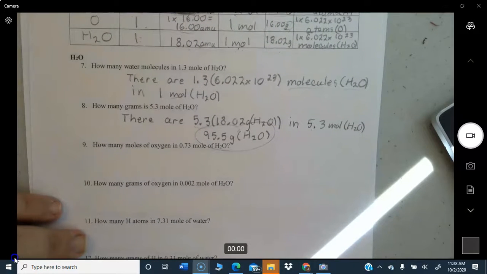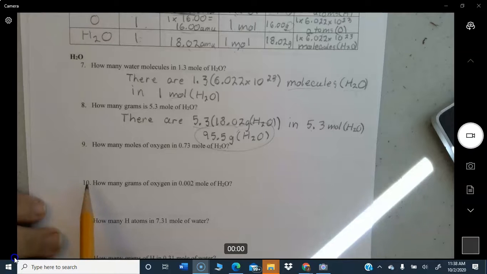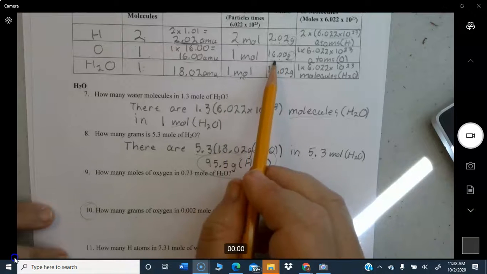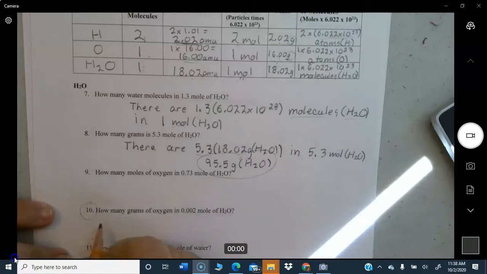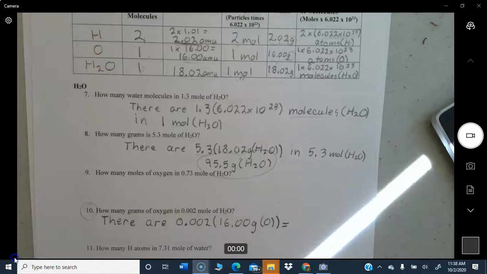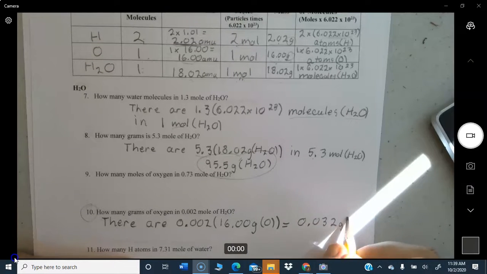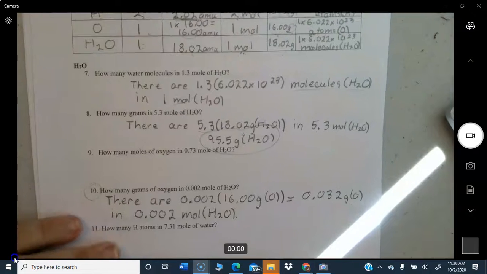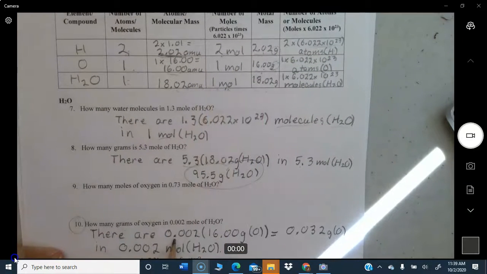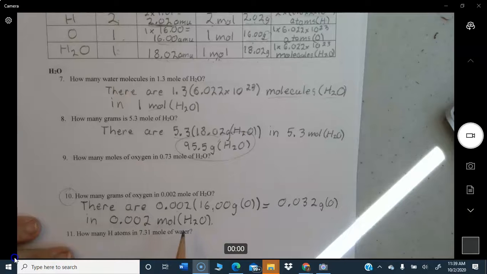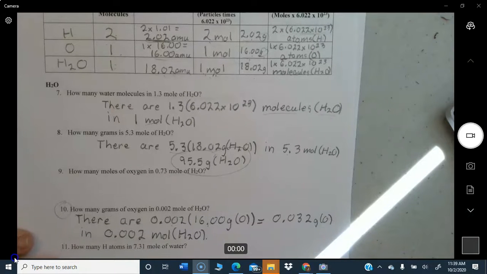Okay, let me do one more, and let's go ahead and do number 10 rather. How many grams of oxygen in 0.002 moles of H2O? So 1 mole has 16 grams of oxygen, so 0.002 will have 0.002 times 16 grams of oxygen. Okay, so let's be sure I'm on screen here. On 1 mole, there's 16 grams. In 0.002 moles, there's 0.002 times 16 grams, which gives you 0.032 grams of oxygen in 0.002 moles of H2O. Again, it's just scaling like you were working with a recipe in the kitchen.